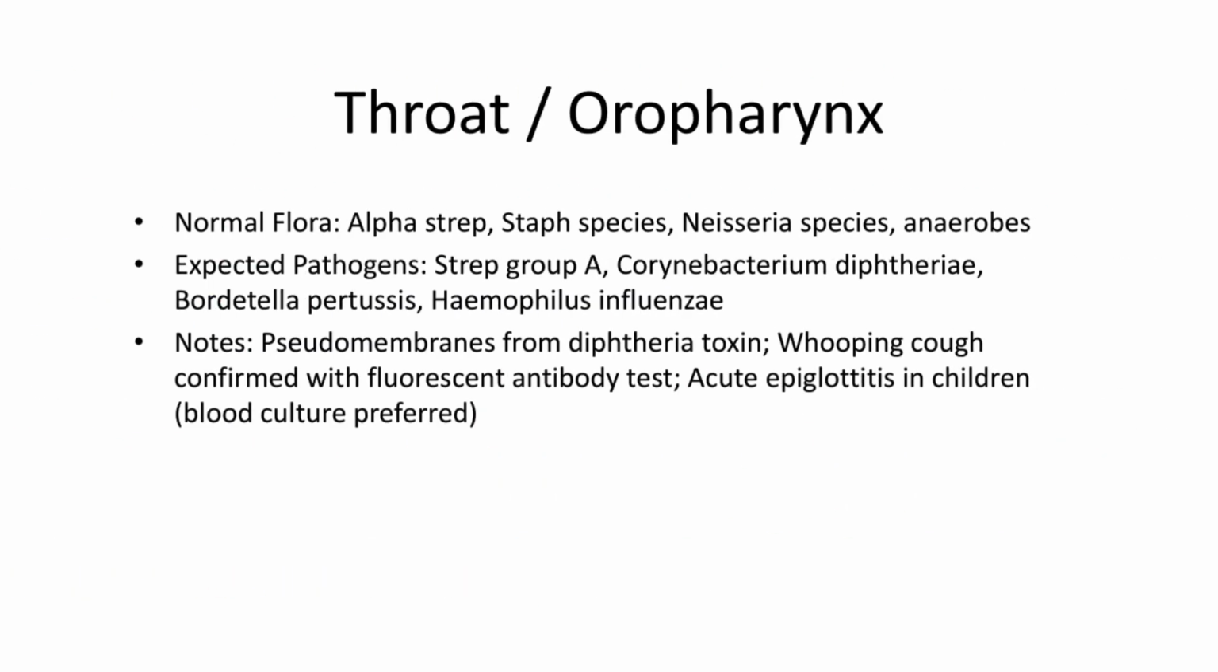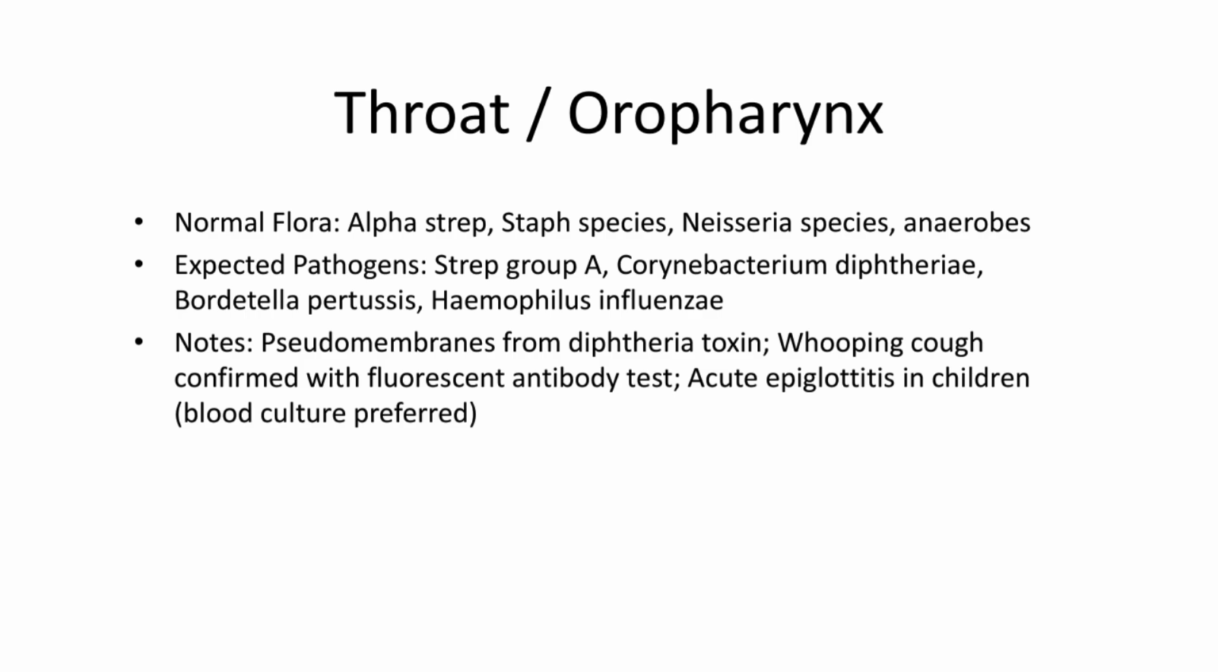When evaluating specimen sources, it is essential to consider the normal flora, expected pathogens, and special testing notes. In the throat and oropharynx, normal flora include alpha streptococci, staphylococci, Neisseria species, and anaerobes. Pathogens include Group A Streptococcus, Corynebacterium diphtheriae, Bordetella pertussis, and Haemophilus influenzae. Diphtheria creates pseudomembranes due to toxin production.